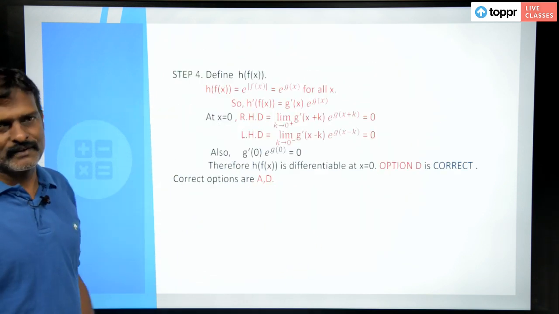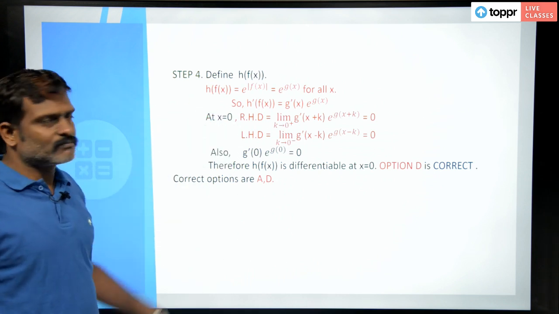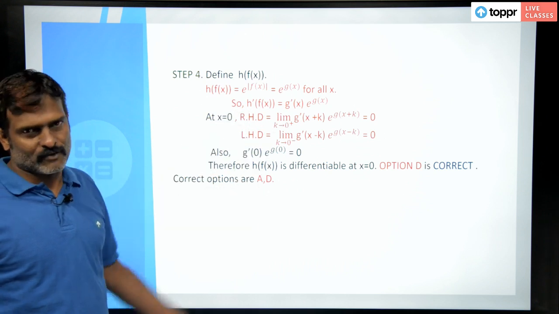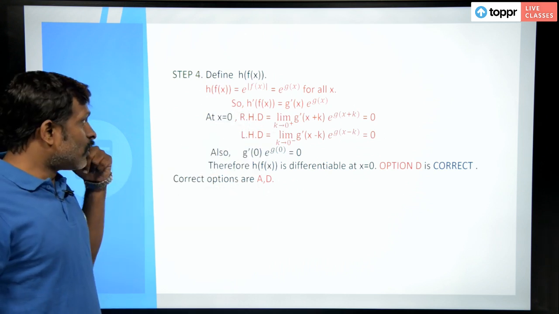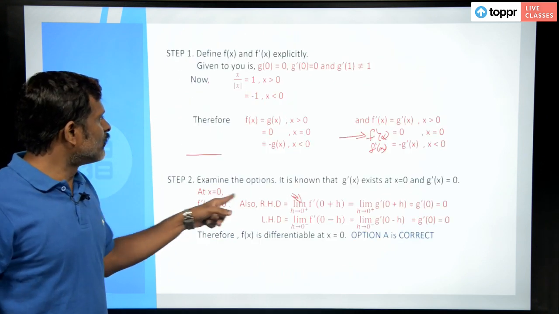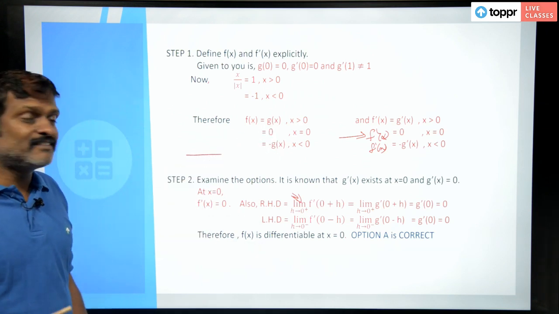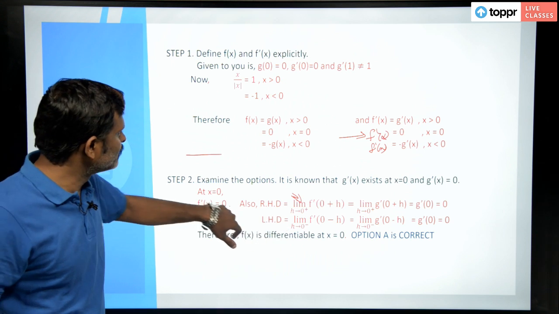H of f of x. H of f of x means, h of x means what? e power modulus of x. So, e power modulus of f of x, and we already know that f of x is equal to g of x whenever x is greater than 0.